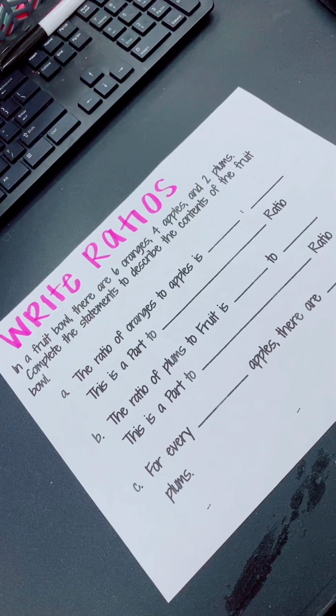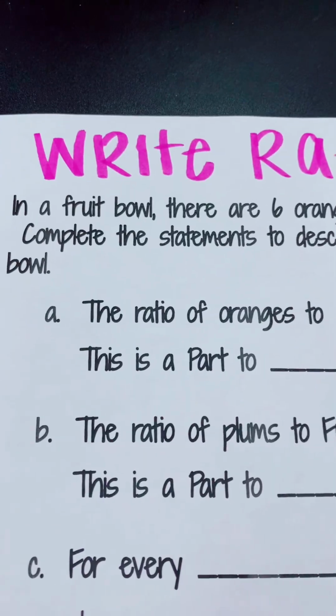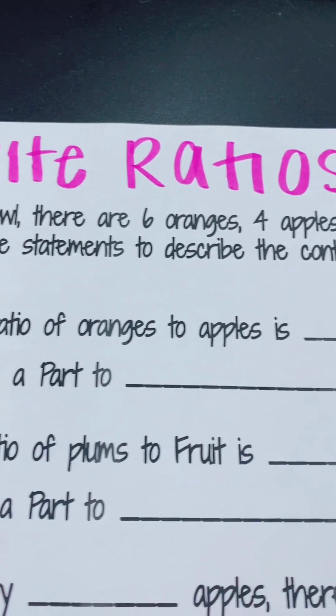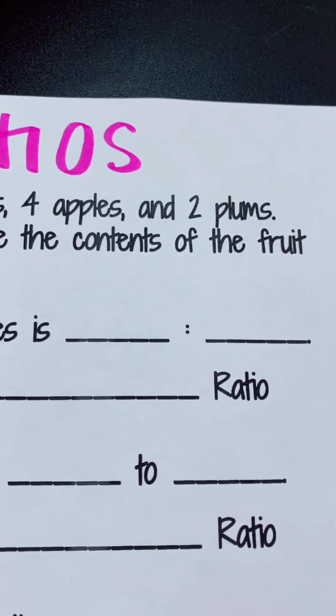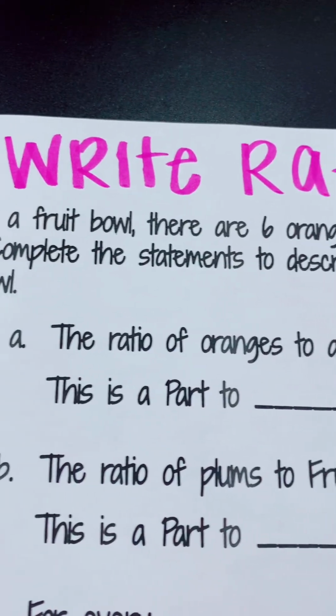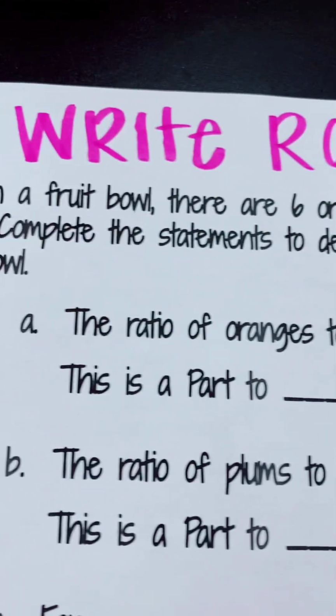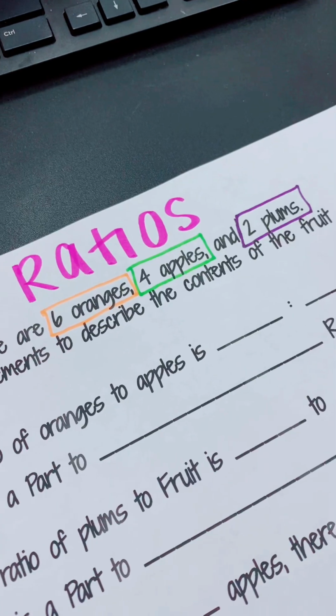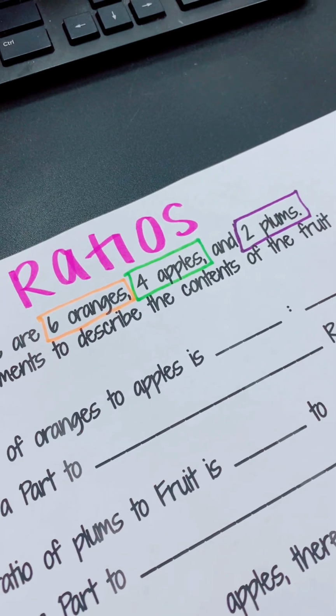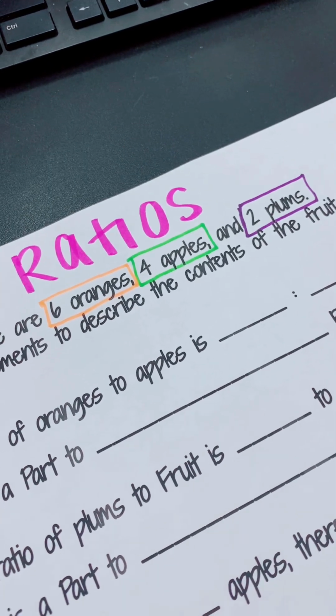Writing ratios using ratio language. In a fruit bowl, there are 6 oranges, 4 apples, and 2 plums. We need to complete the statements to describe the contents of the fruit bowl. These numbers are going to be important when writing our ratios.